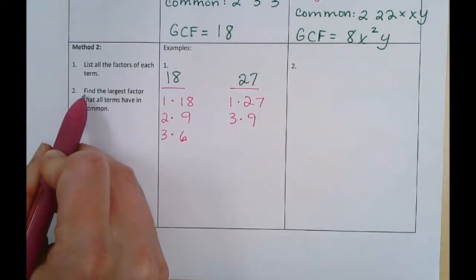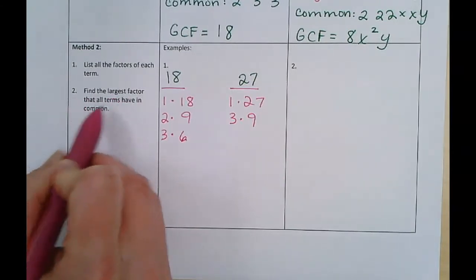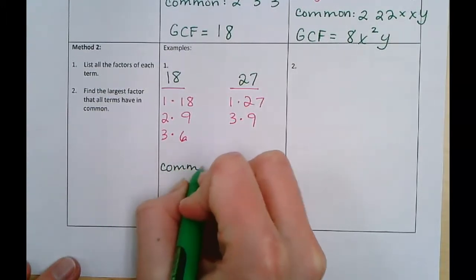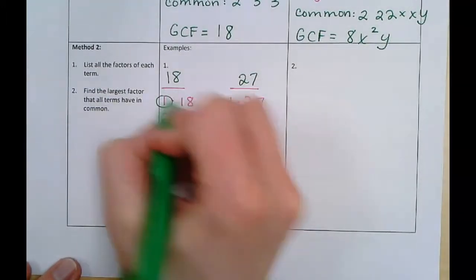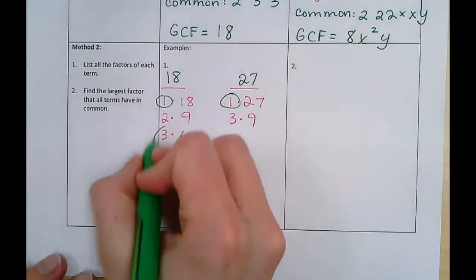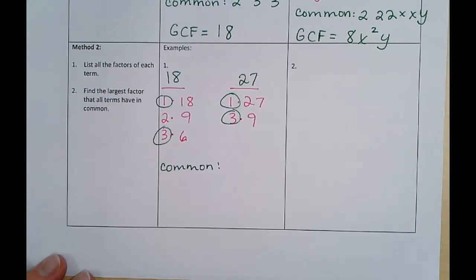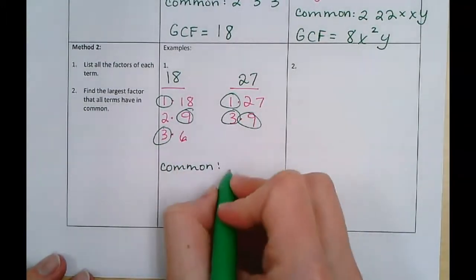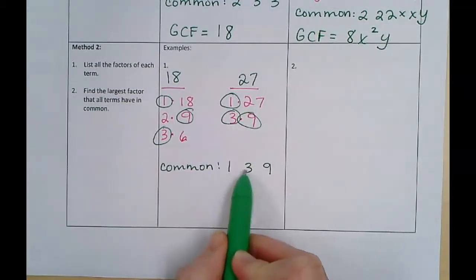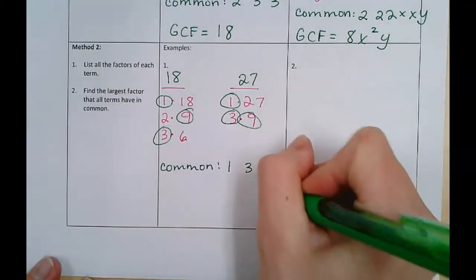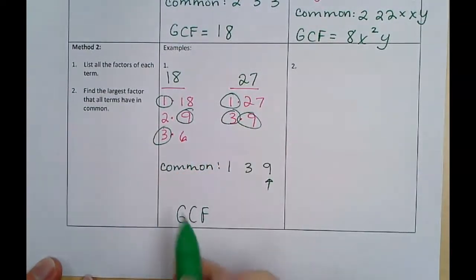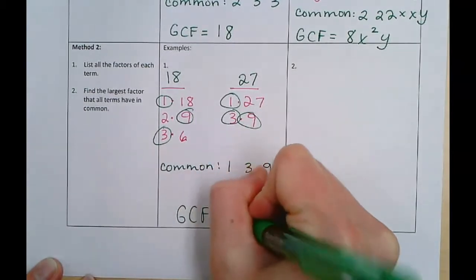Now the next step for this is find the largest factor that all terms have in common. So this time I'm going to say what's in common. They have a 1 in common, but it's not the largest number. They have a 3 in common, and they also have a factor of 9 in common. Once I find everything that they have in common, I just pick the largest value. So the GCF of 18 and 27 is 9.